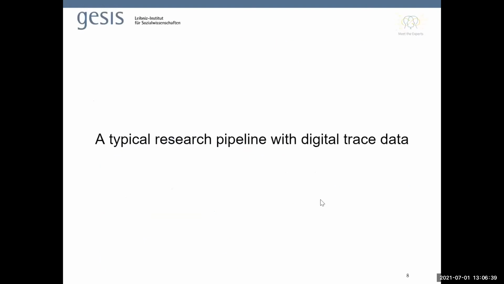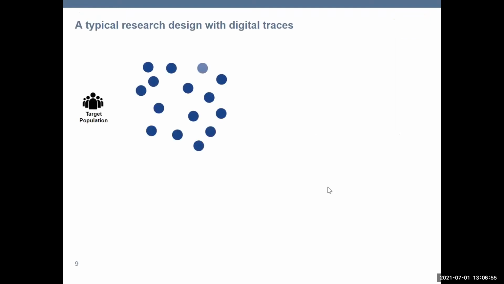So this is the overall idea of where we fit in with this talk. And what I want to start you off with is a typical research pipeline with digital trace data. Katrin last week talked about what kind of studies are possible overall with these kinds of data. What I want to start you off with is a typical research design that is not unlike what you would do with a survey.